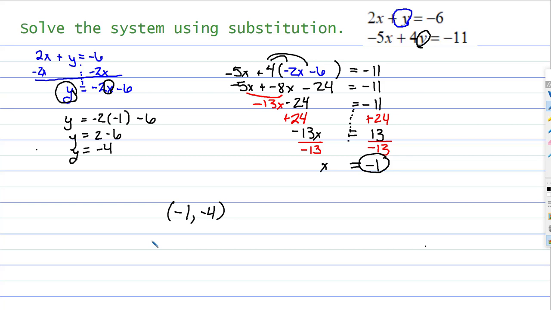If you're ever dealing with a story scenario, you need to look and see what x was representing. Was it something that could be negative? What was y representing? Is it something that can be negative? And if the answer is no, this may not actually be a solution for the story. It's a solution for the equations, but it may not match into the story.